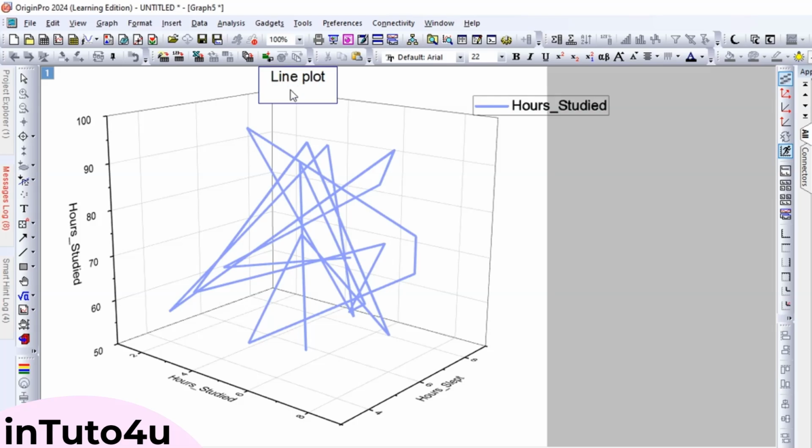So, that's what a 3D line really is. It's a line that connects data in 3 dimensions and shows change in x, y, and z together.